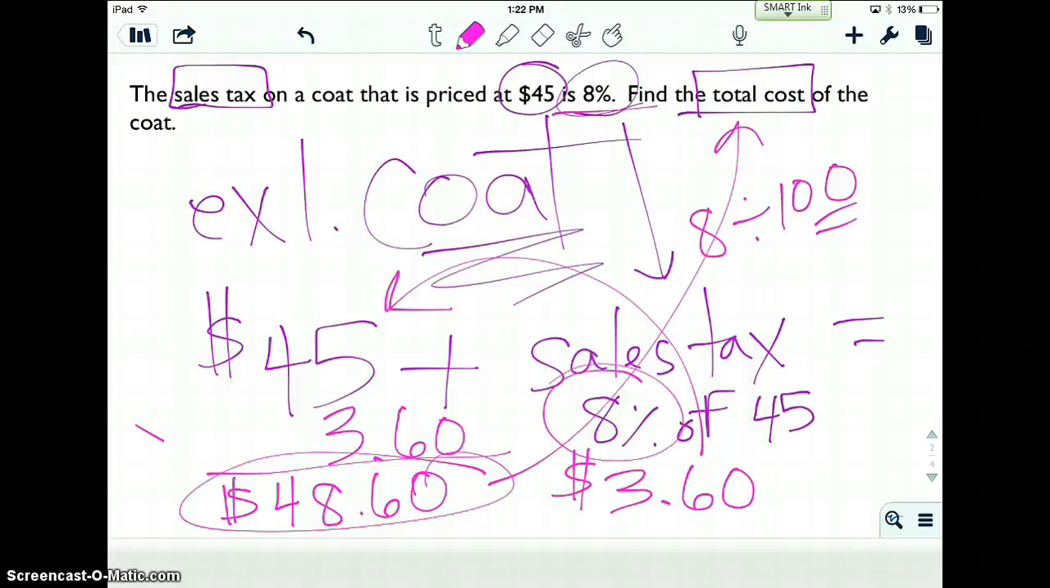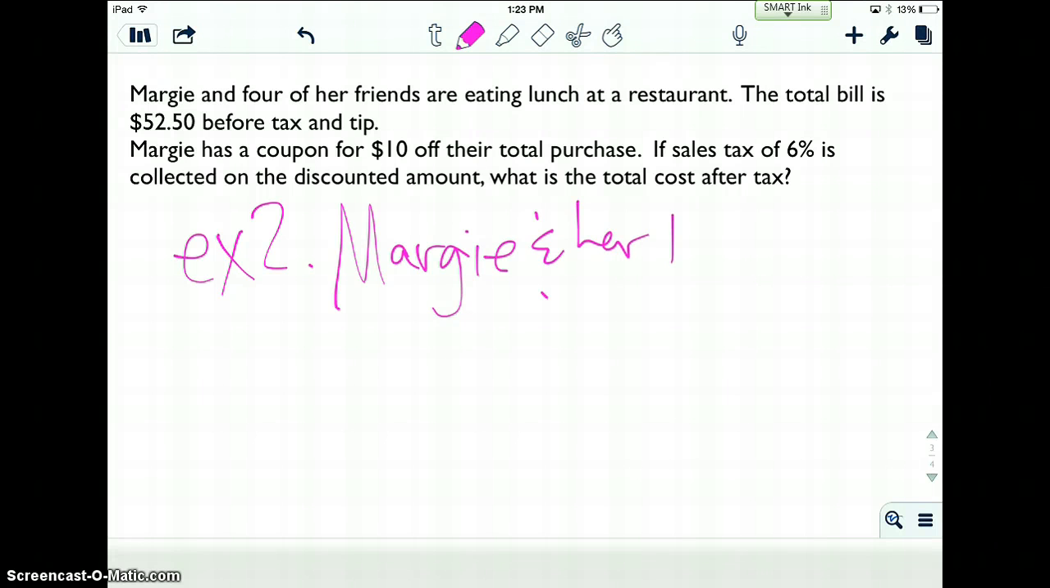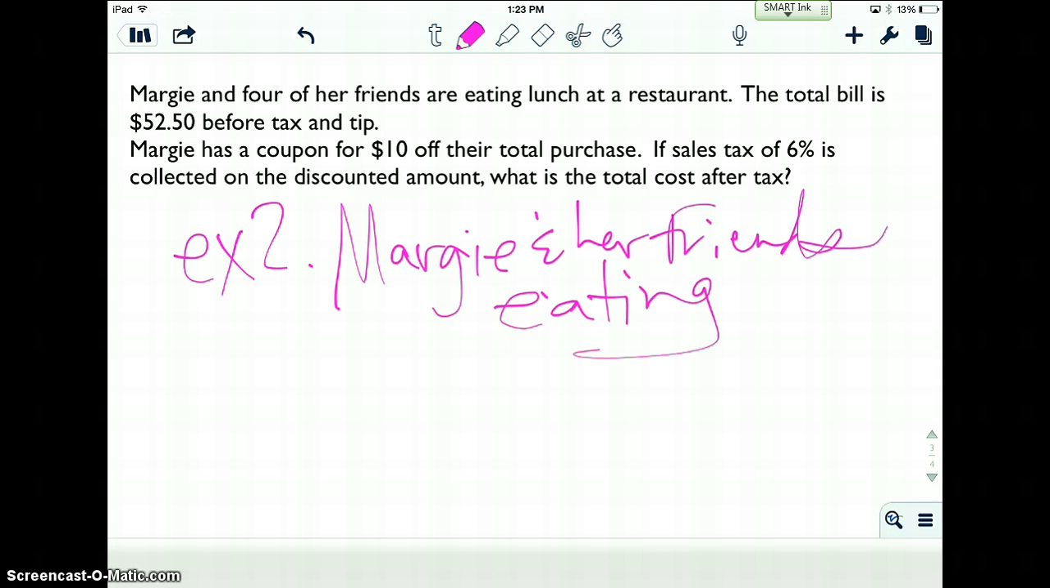And this last one is going to be about a girl named Margie and her 4 friends. They went out to eat together. Oh, how fun! Good for them. So example 2 is about Margie. Yeah, her name is Margie. I've never known a Margie. Now I do, because I'm learning about her right now in this problem. She has friends. How many? 4. Margie and her friends, I'm going to label it. And what are they doing? Eating.